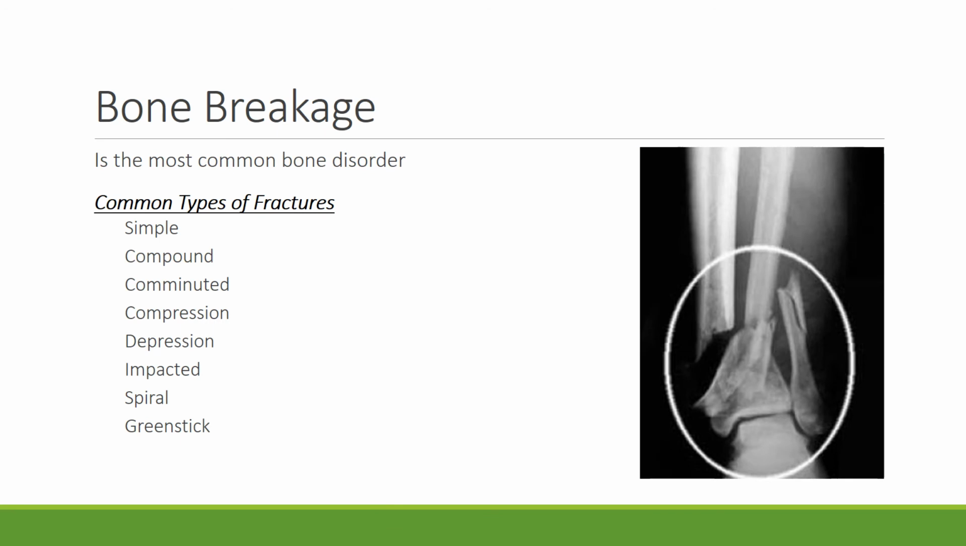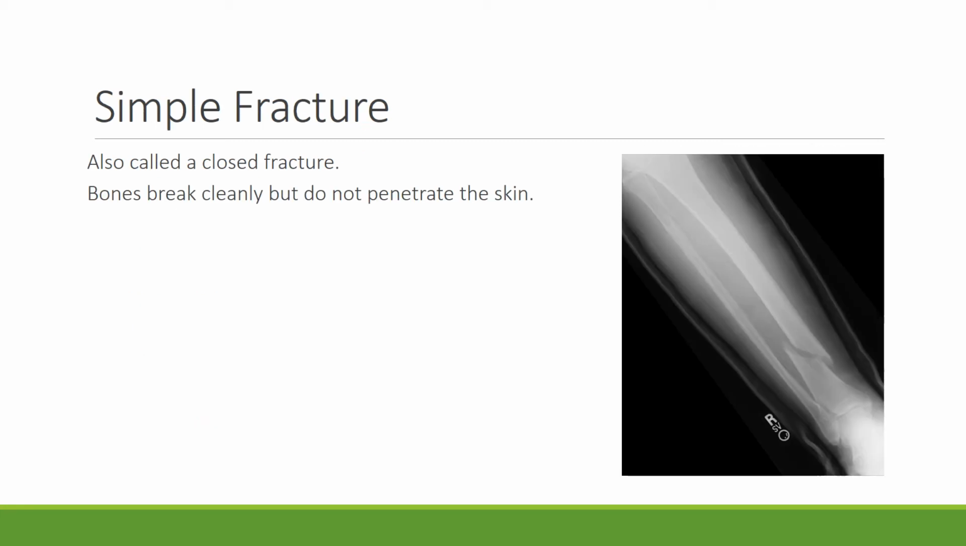The most common bone disorder is bone breakage. Here is a list of the more common types of fractures, and we will be going through this list one by one. The first type of a fracture is known as a simple fracture, also sometimes called a closed fracture, and the reason is the bone breaks very cleanly, but it does not go through the skin.